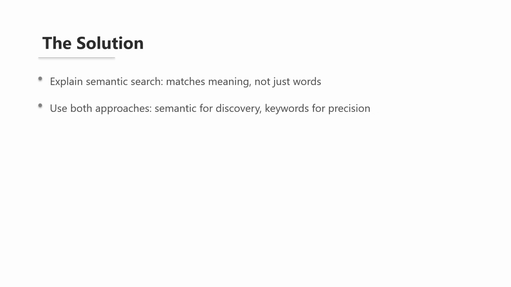Let me show you the transformation with a direct comparison. Before, with keyword search, you enter terms, it matches characters. Papers using different vocabulary are invisible. You need to know field-specific jargon before you search. Results are based on term frequency and Boolean logic.